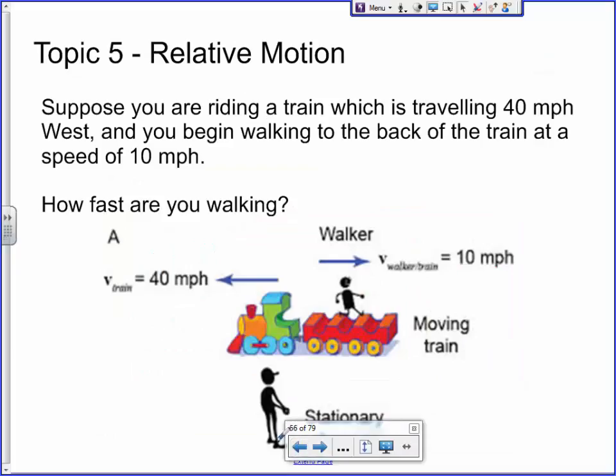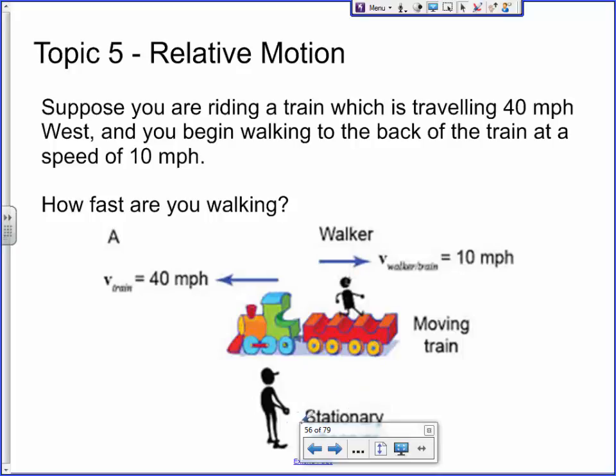So let me go back to the first slide here. Suppose you're riding on a train, it's traveling 40 miles an hour west, but you begin walking towards the back of the train at a speed of 10 miles per hour. How fast are you walking? Well, this really depends on your frame of reference. From your perspective, you're walking 10 miles per hour.